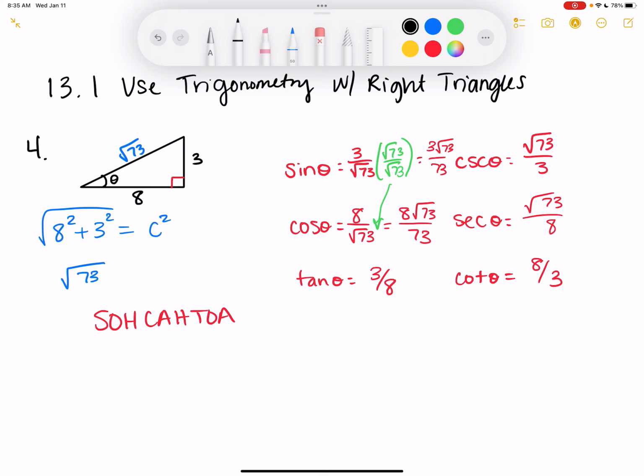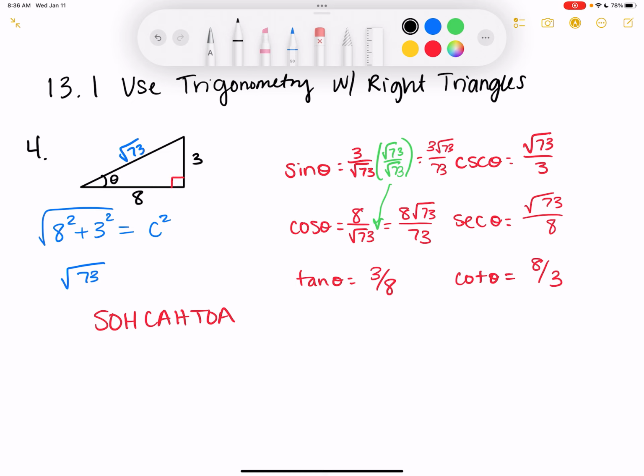Any questions about that one? And then follow-up question, does this ring a bell? A little bit, okay. For secant, did you just flip it? Yeah. So the ones that are lined up side by side, they are just reciprocals of each other. They just get flipped.